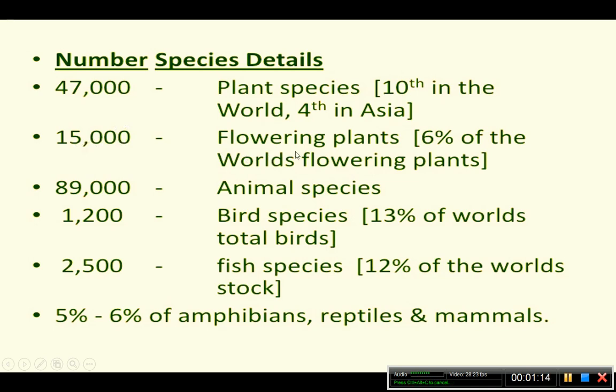15,000 flowering plants are found, that is 6% of the world's flowering plants found in our country. 89,000 animal species are found in India. 1,200 bird species, that is 13% of the world's total birds, are found in India. 2,500 fish species are found in our country, which is 12% of the world's stock. 5 to 6% of amphibians, reptiles, and mammals are found in our country.